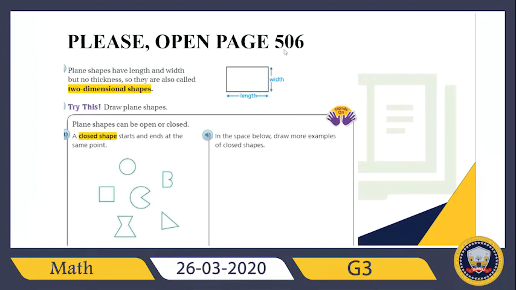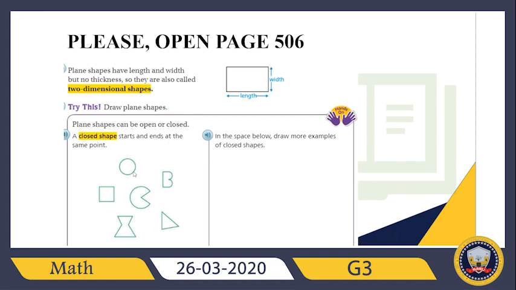Open page 506. It says plane shapes have length and width but no thickness. So they are also called two-dimensional shapes. Length and width, like a square. So we can describe them by using a closed shape or open shape. First of all, we will focus on closed shape. So let's check what it means to be a closed shape. A closed shape starts and ends at the same point.